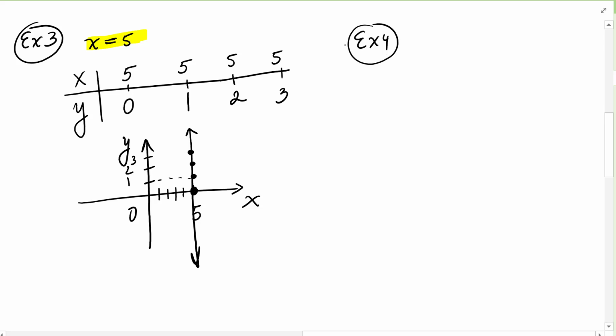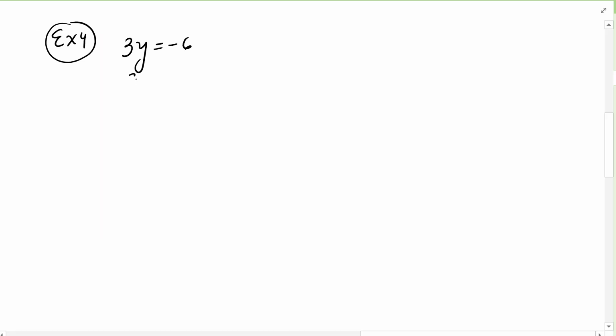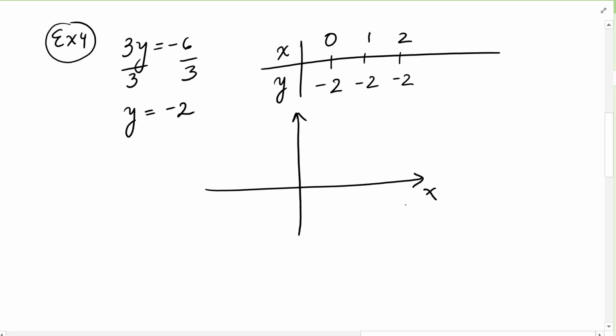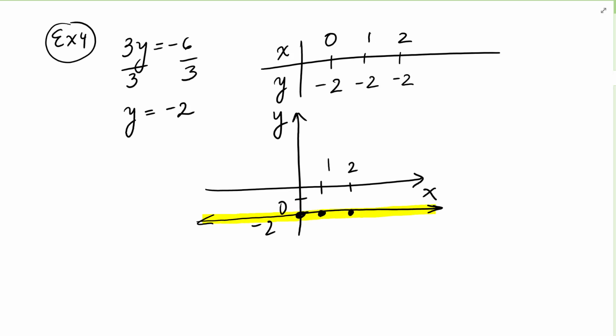And let's take a look at the fourth example. 3y equals negative 6. If we divide by 3, we get y equals negative 2. So now let's give values, x and y. The only value y can have is negative 2, while x can be any number we want. I'm going to give these 3 values. When we plot them, if x equals 0, y is negative 2. If x equals 1, y equals negative 2. If x equals 2, y equals negative 2. When we connect the points, we notice that y equals negative 2 is a horizontal line that passes through negative 2.